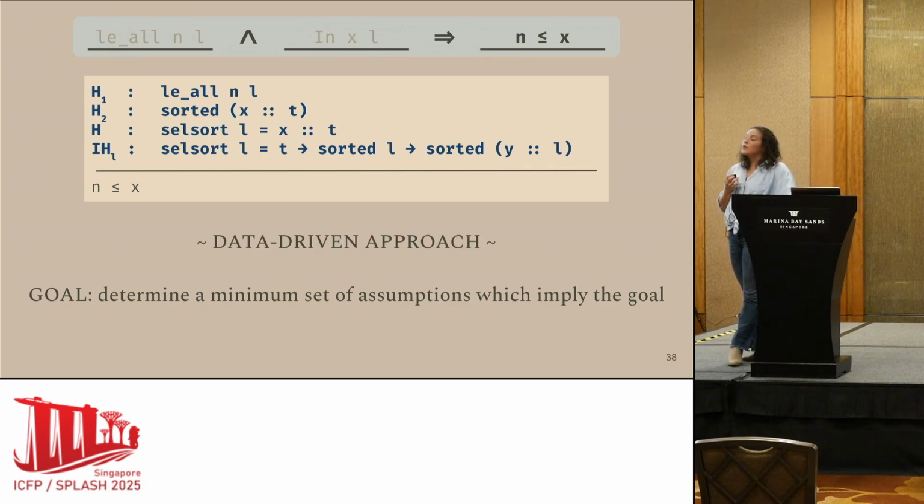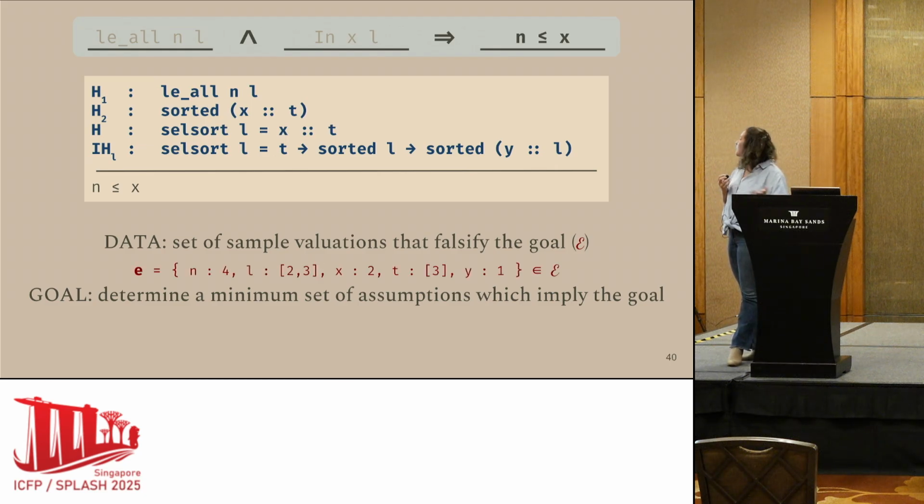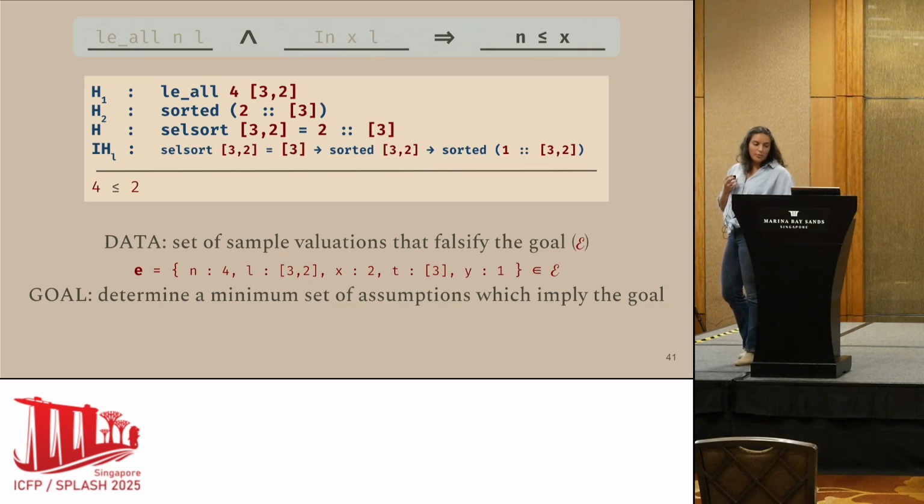As I alluded to before, we're going to take a data-driven approach. Before I describe that, it's important that we understand what exactly I mean by data. In this context, data is a sample valuation over all the variables that specifically falsifies the goal. An example of this would be something like this, where you have values associated with each of the variables. And you'll see here, if you just plug the values through, that n is in fact not less than 2.